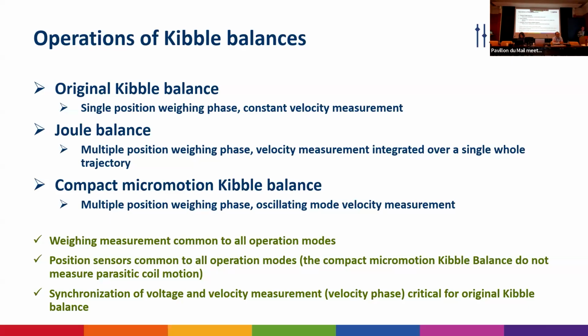We can talk about Planck balance, which means compact micromotion Kibble balance. And each of these has very different specificities. So the point that I'm going to address mainly concerns the top level Kibble balance in terms of uncertainty. So the Kibble balance operating at 10 to the -8 level typically.